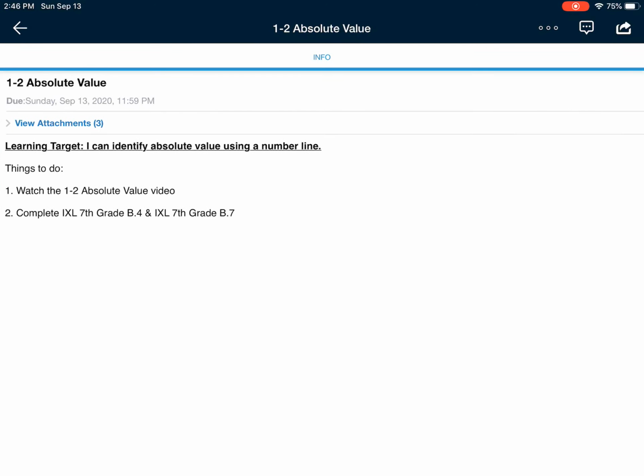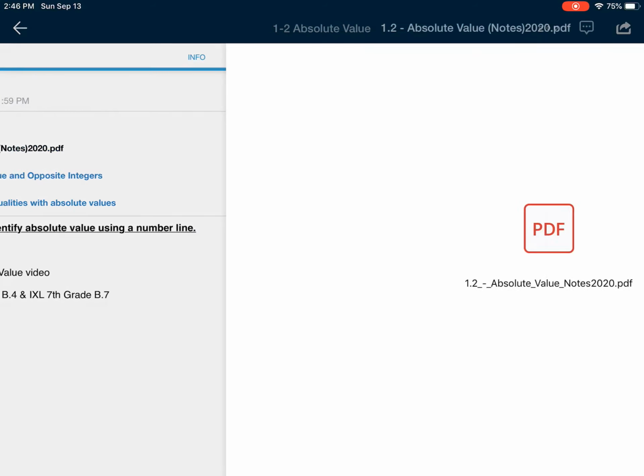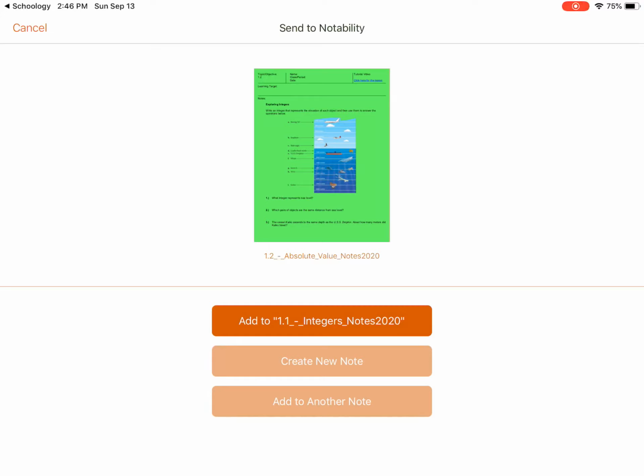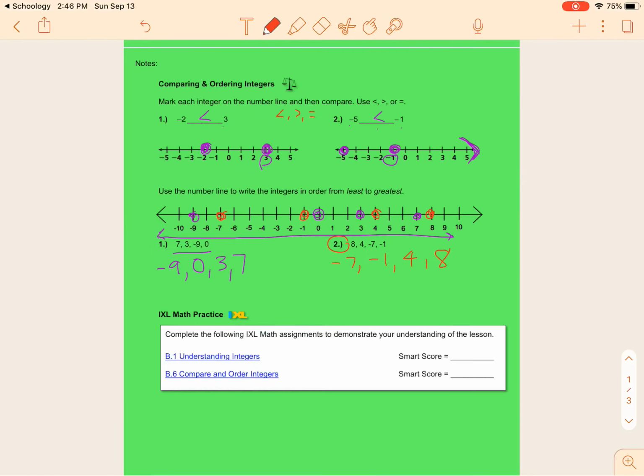Our learning target today will be I can identify absolute value using a number line. So what you are going to do is watch the video and then complete 2 sections of IXL. When we click on the attachments, there are the links to the IXL. We are going to go to the notes and send this to Notability. I'm going to create a new note, put it in Unit 1, and import.